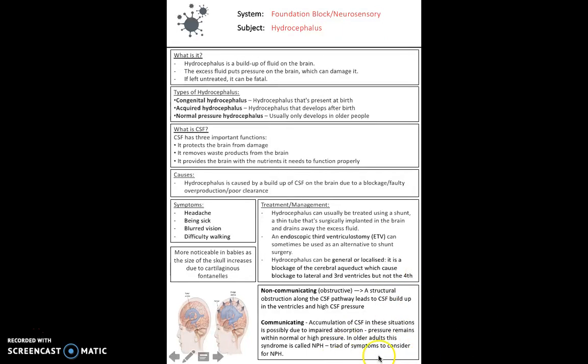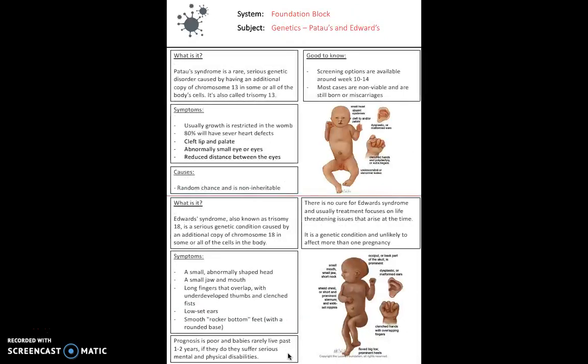And in older adults this syndrome is called normal pressure hydrocephalus. And the triad of symptoms to consider for NPH will be discussed further in the neurosensory block. Next we have a little look at genetics, so Patau's and Edwards syndrome. So Patau's is where we have an additional copy of chromosome 13 in some or all of the body cells, and it's also called trisomy 13.